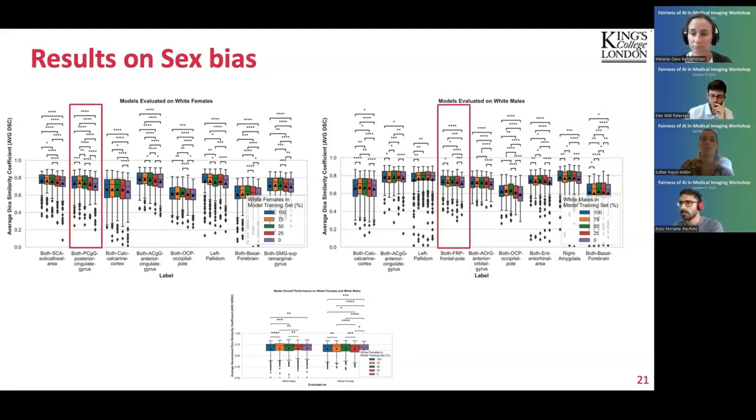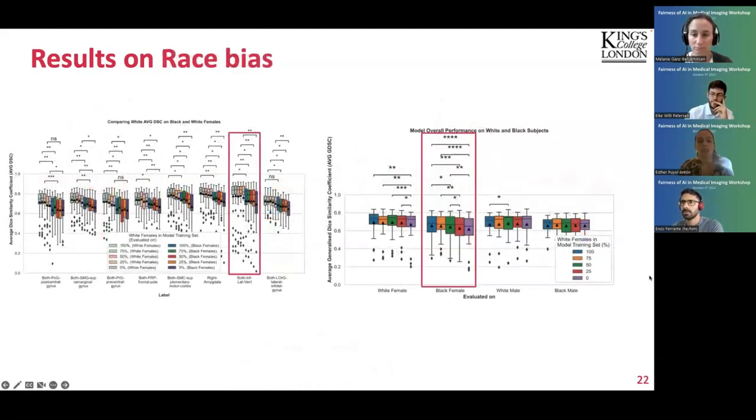Similarly, for the racial experiments, we also see some bias difference when trained with different percentages, and this is especially true for the Black female test set. You can see on the left-hand side, again stratified for the different regions, that the drop in performance when we train with white-trained models and evaluate on Black females is the biggest one. It seems that there's actually more bias in comparison to the sex experiments.